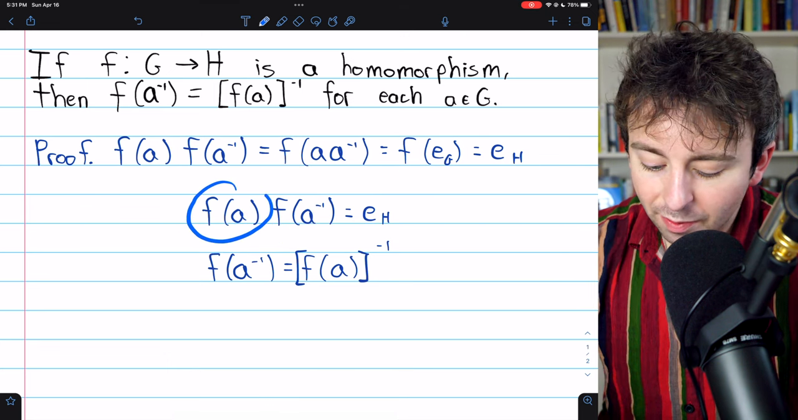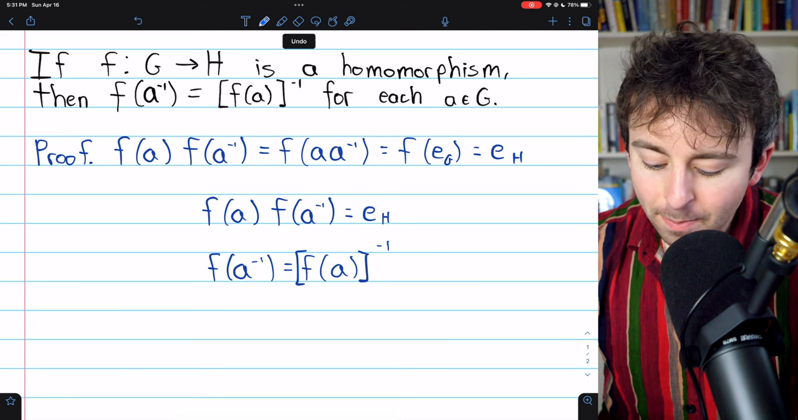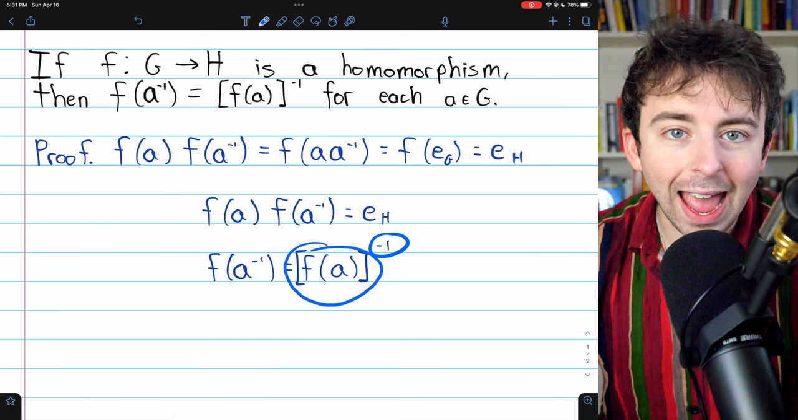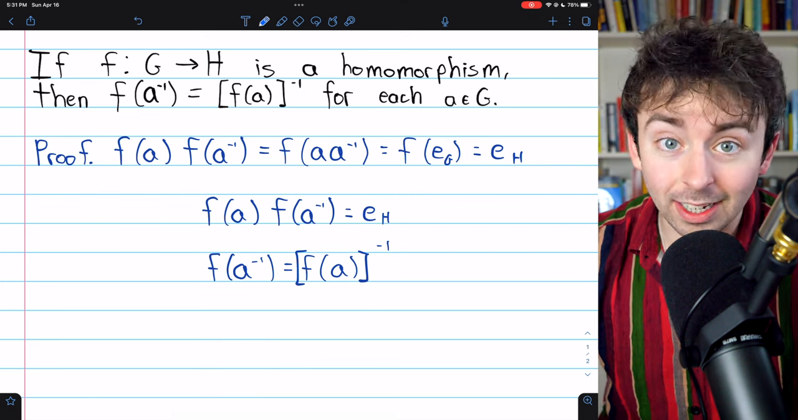Since composing f of a with f of a inverse gives us the identity, that means f of a inverse must be the inverse of f of a. And so we see that homomorphisms map inverses to inverses.